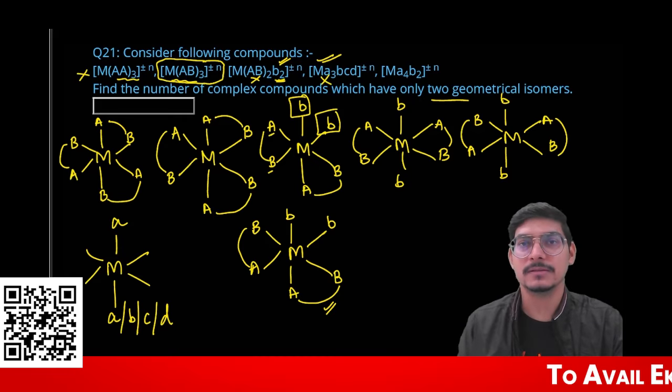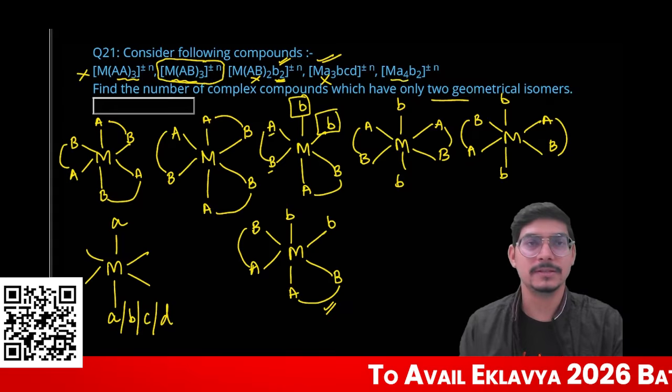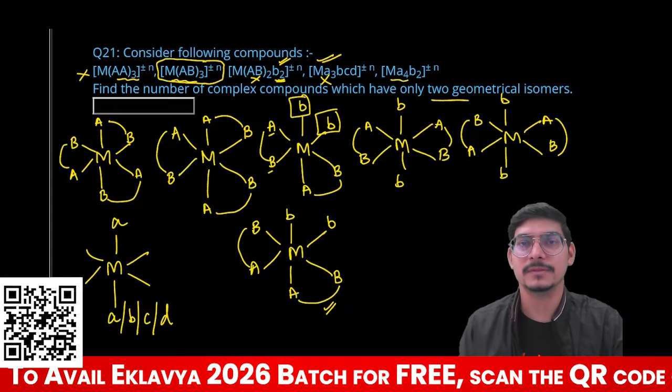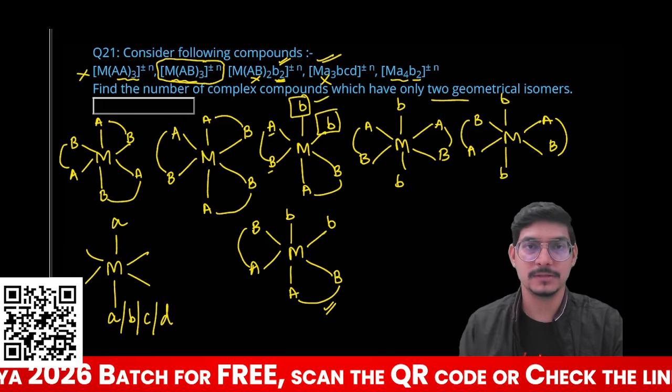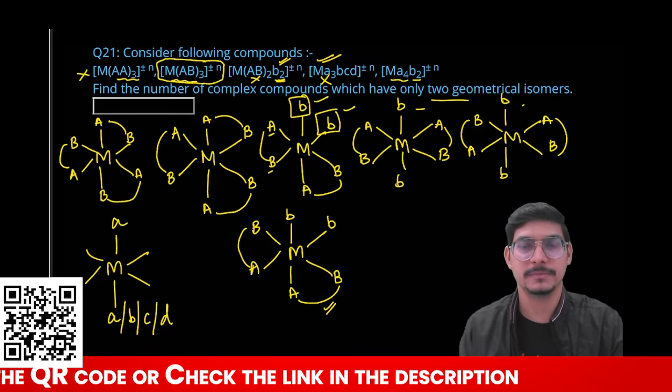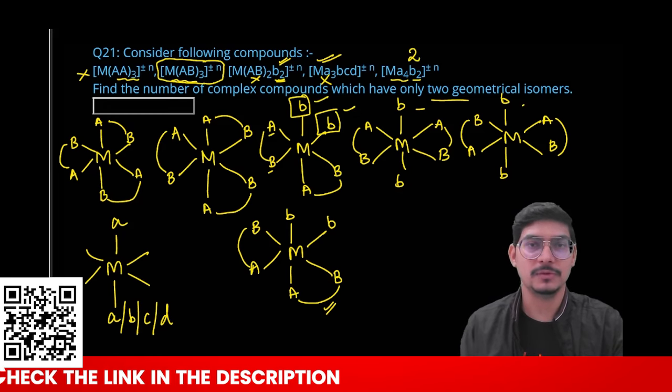Now considering the last complex MA4B2, yes, this will be a right candidate because in this complex we will see geometrical isomerism with respect to B, and just like these complexes, these 2 B ligands can be either cis or trans with respect to each other. So yes, this complex will have 2 geometrical isomers.